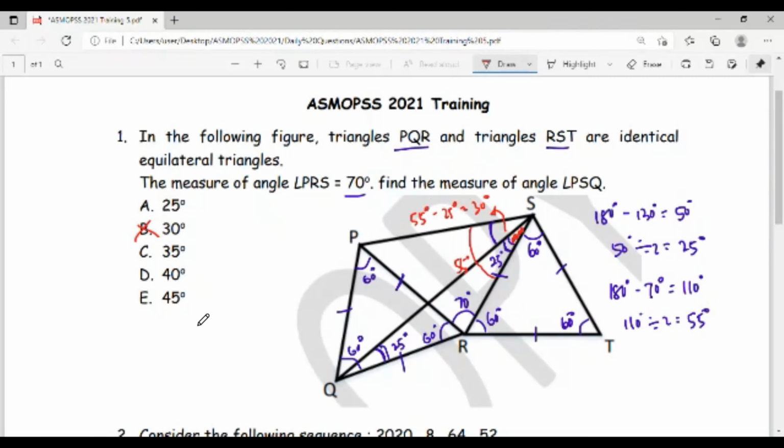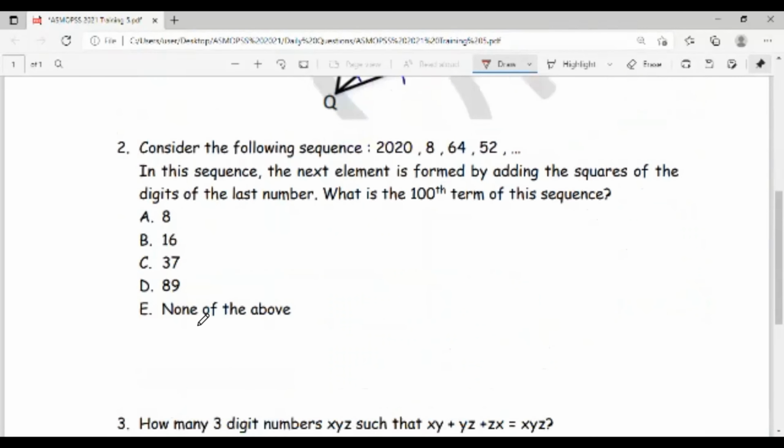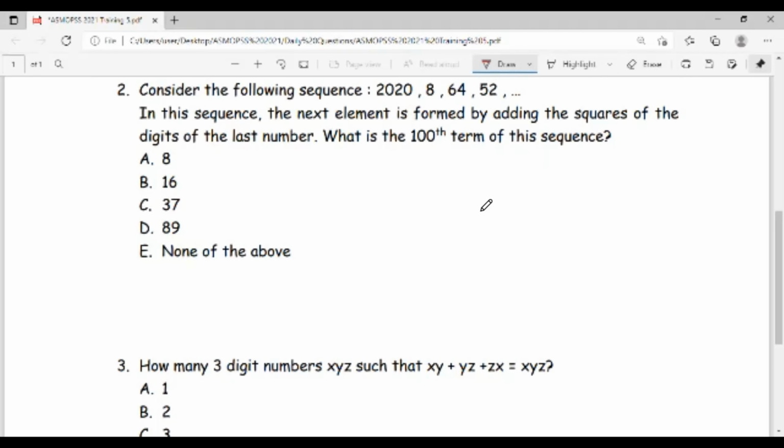All right. Now let's go to question 2. Number 2. Consider the following sequence: 2020, 8, 64, 52, and so on. In this sequence, the next element is formed by adding the squares of the digits of the last number. What is the 100th term of this sequence?